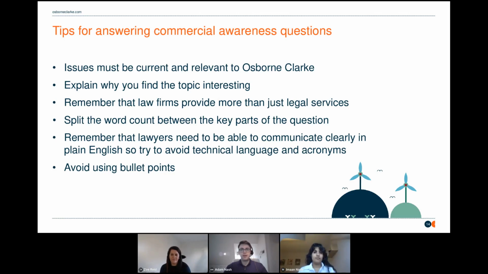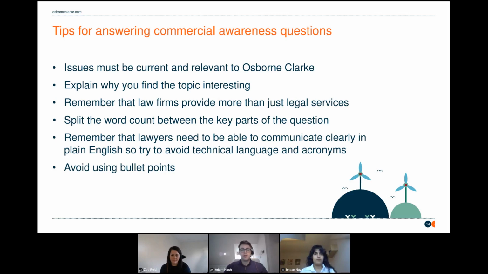you have to consider how it might be relevant to Osborne Clarke's business in particular, and whether that be big picture commercial shifts or small pieces that might be relevant on a client by client basis. I think both of those are really helpful.